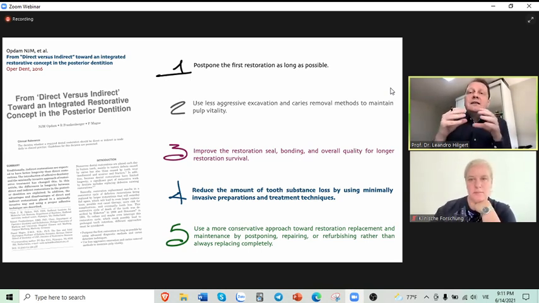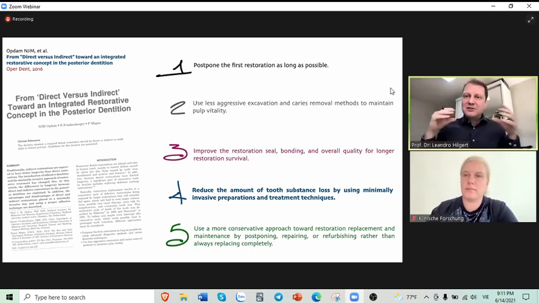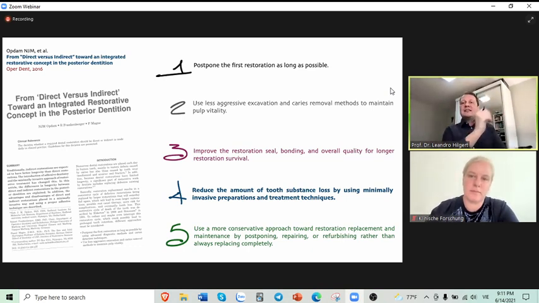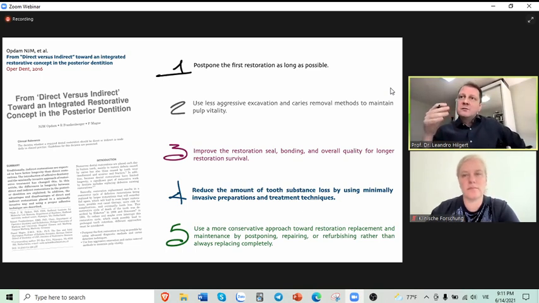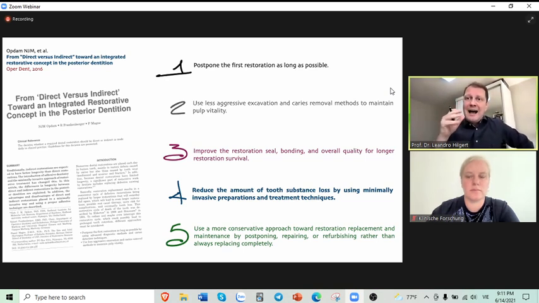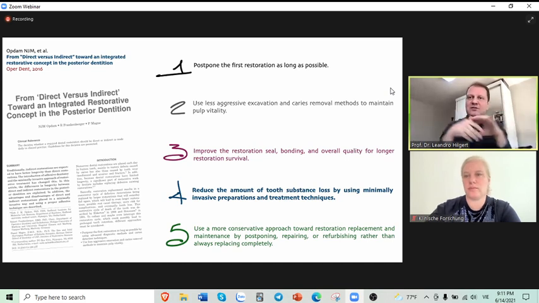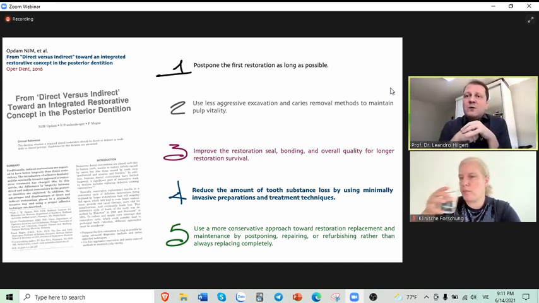But since we don't have that much time today, we're going to talk a little bit on this fourth topic, on how to reduce the amount of tooth substance loss by using minimally invasive preparations and treatment techniques, especially on how to apply some minimum intervention concepts in esthetic dentistry. I know we all love esthetic dentistry. That's why we're here. That's why we chose this part of the profession, operative dentist or prosthodontist. And this is what we're talking about here.